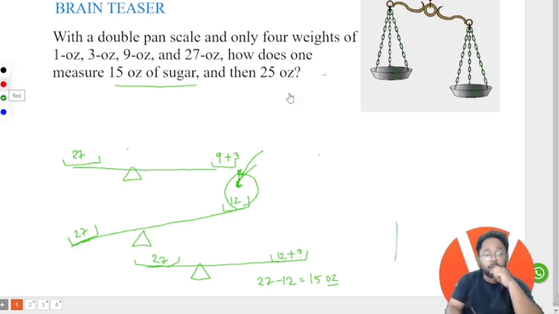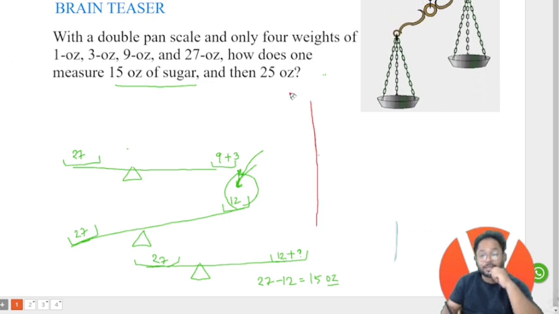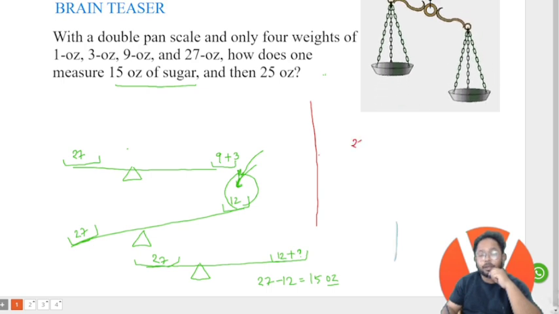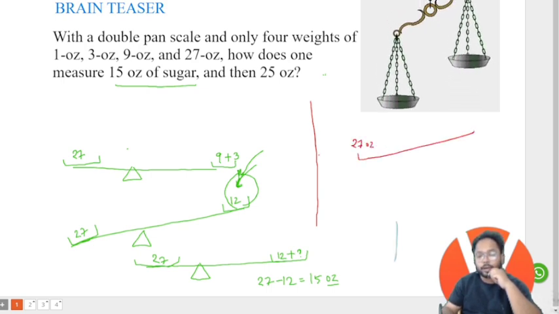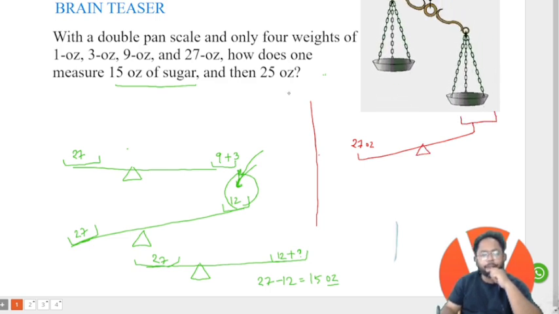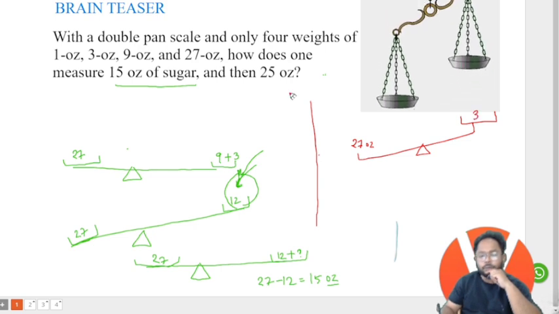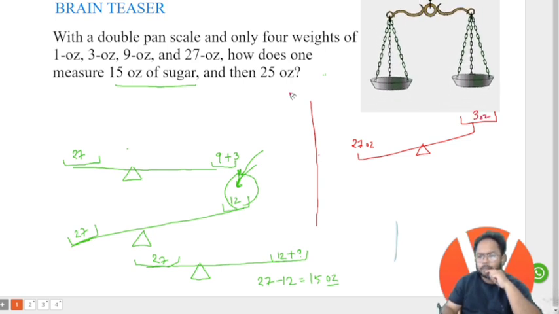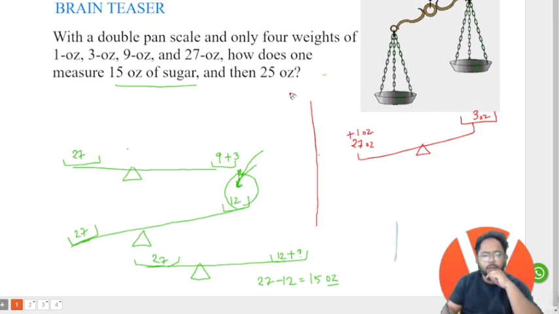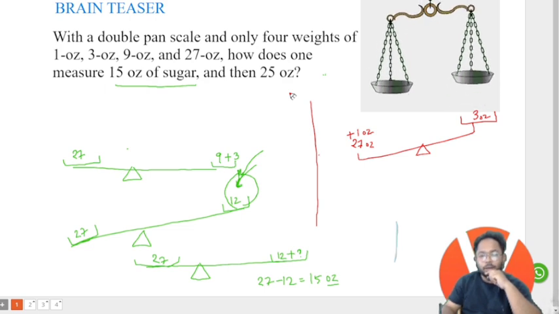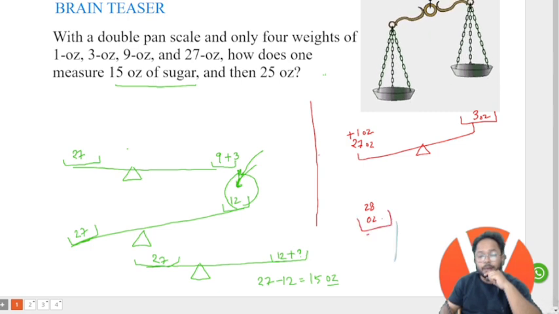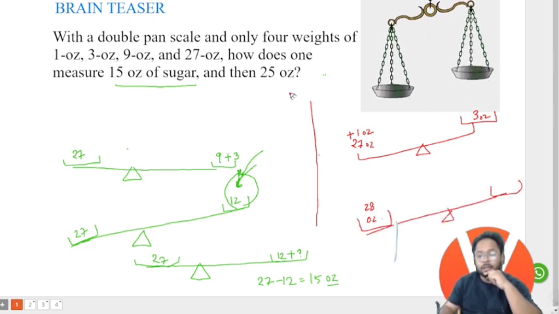Now what about 25? Yes, 25 also we can get. So suppose on one side we put a 27 ounce, and on another side let's say we are putting 3 ounce. Now let's say we are adding one more ounce on the 27 side. So now it becomes 28 and on this side it's 3 only. So now 28 ounce on one side of the balance and on another side we have a 3 ounce.